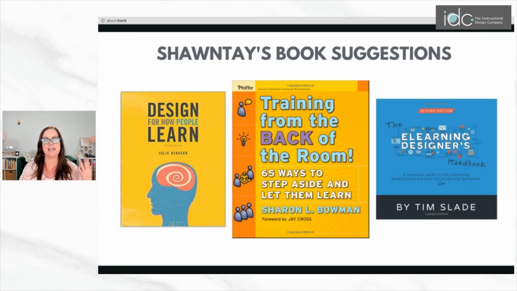Here are three books that I personally recommend. Before I recommend any book, I always read it first to make sure that I am in alignment with whatever it is that they are saying. So the first book here is Design for How People Learn. This is by Julie Dirksen.